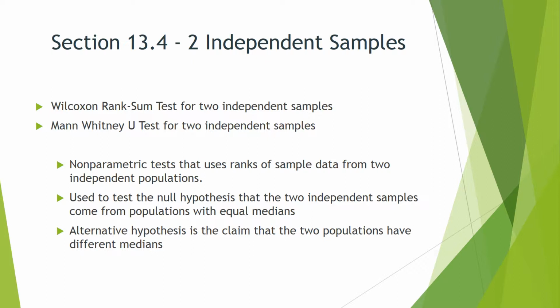Non-parametric tests use the rank of sample data from the two independent populations. It's used to test the null hypothesis that the two independent samples come from populations with equal medians. Remember, it's medians now in Chapter 13 with non-parametric, not means. It's a common mistake when students are trying to do the cumulative final and they're dealing with both parametric and non-parametric tests. And the alternative hypothesis is the claim that the two populations have different medians.